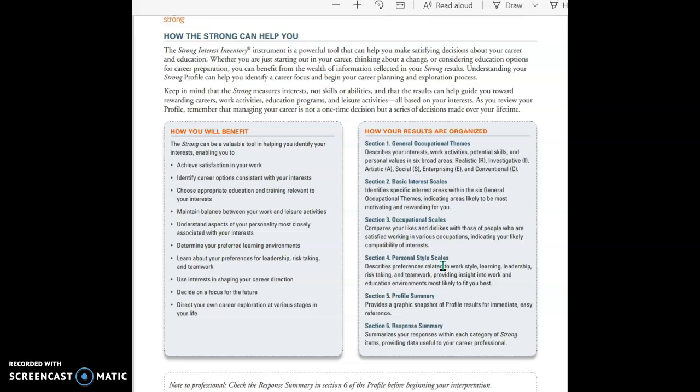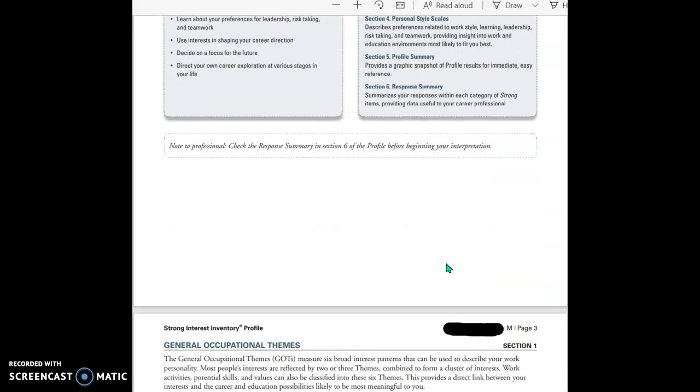One thing I want to emphasize is that the strong interest inventory is measuring your interests and interests only, not skills, not abilities. And so that is an important point to remember as you're looking through your results.